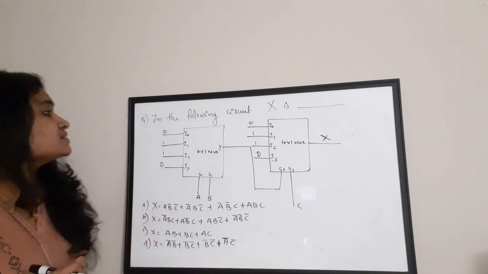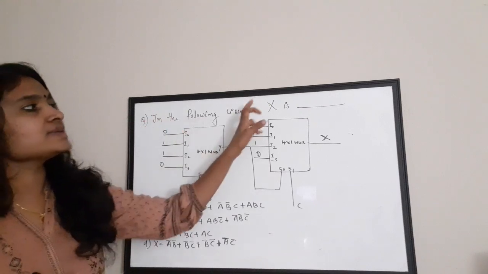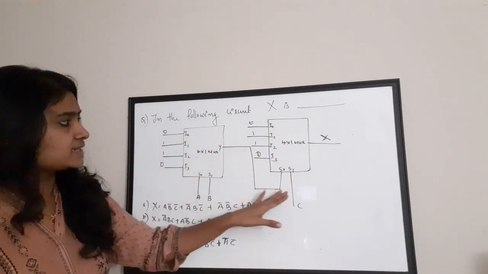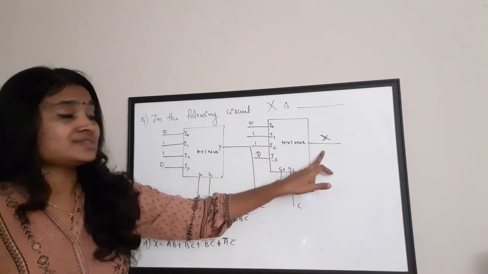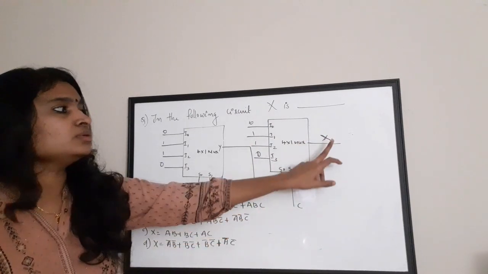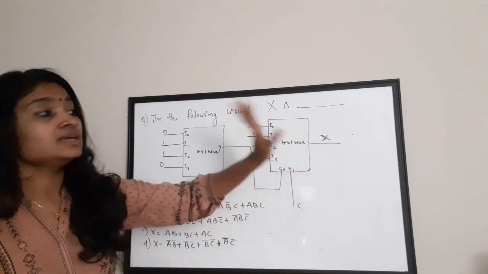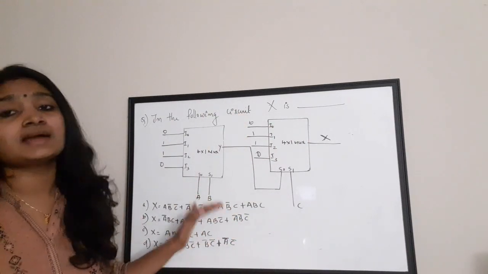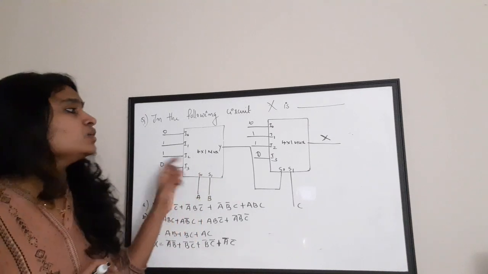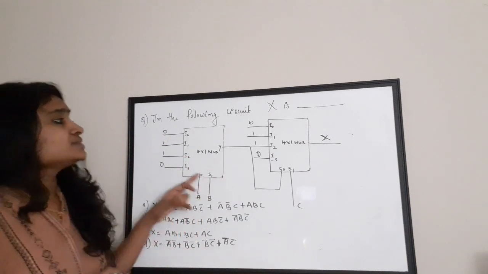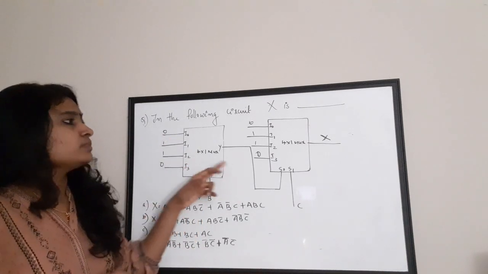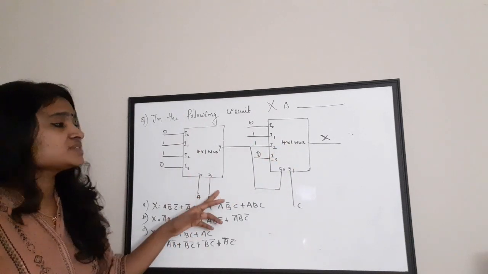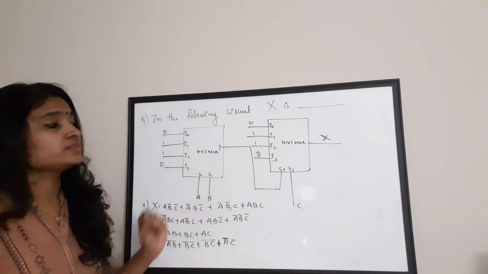The first question is, in the following circuit, X is dash. So if you see, this is two mux interconnected and the output of the second mux is X. You need to write the equation for X in terms of A, B and C, which are the select lines of these two muxes. Okay, so this is a 4:1 mux. This is also a 4:1 mux. So there are 4 inputs and 2 select lines for both the muxes.